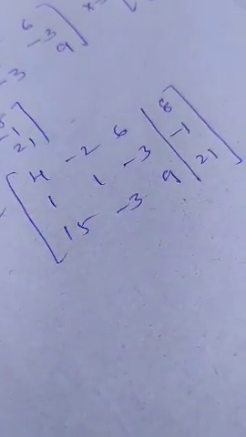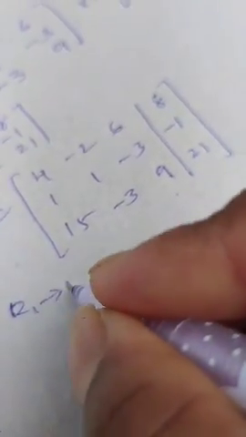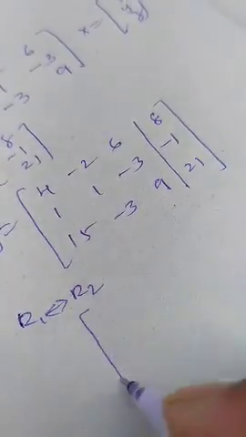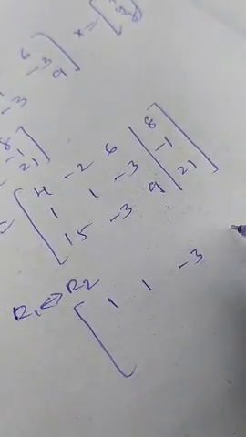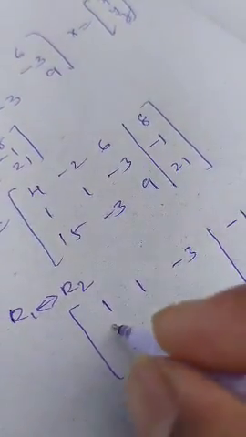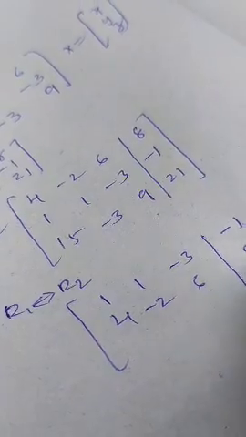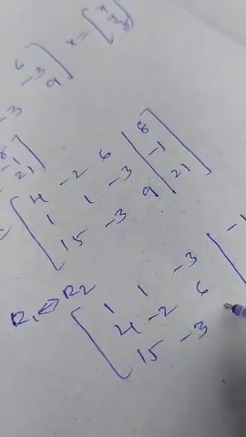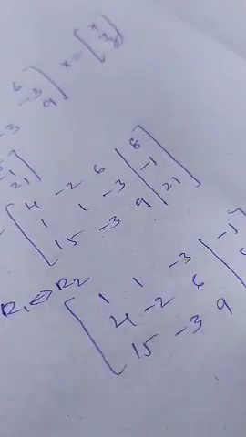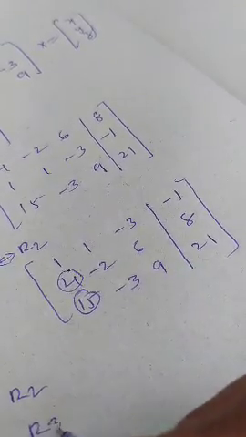This is the augmented matrix. Now I am converting it into row echelon form. Right, for the sake of convenience, I will interchange these two rows. Here we have 1, so I am interchanging R1 and R2. So you will get 1 1 minus 3 minus 1 as the first row. Second row 4 minus 2 6 8, 15 minus 3 9 21. Right. Now I will make these two elements zeros.